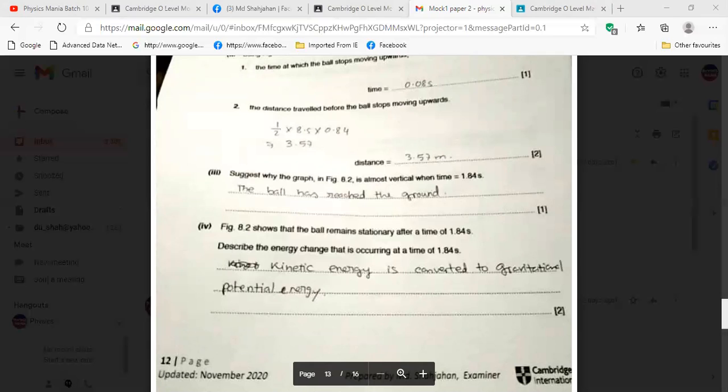So it just stopped moving. So the kinetic energy will be converted. It is converting because there is friction with the ground, right? And yes, there is thermal energy, right?